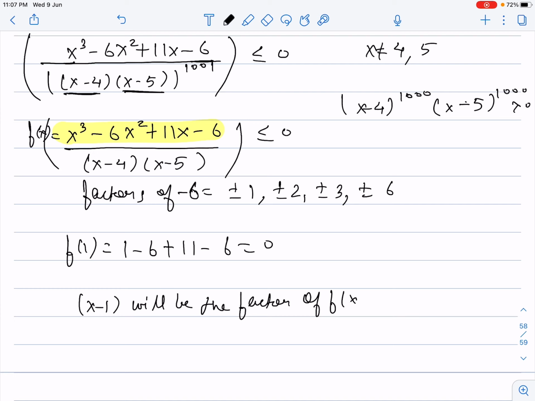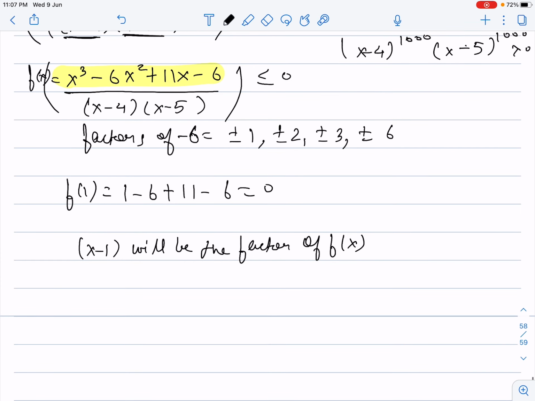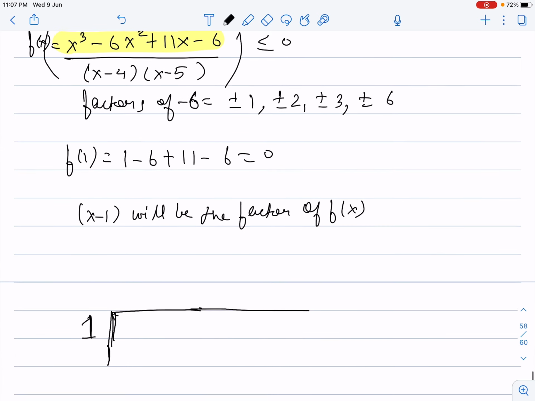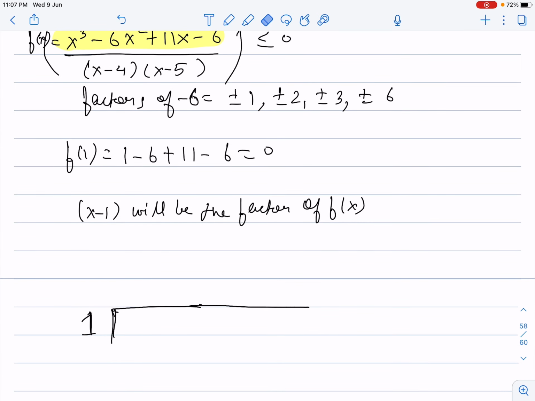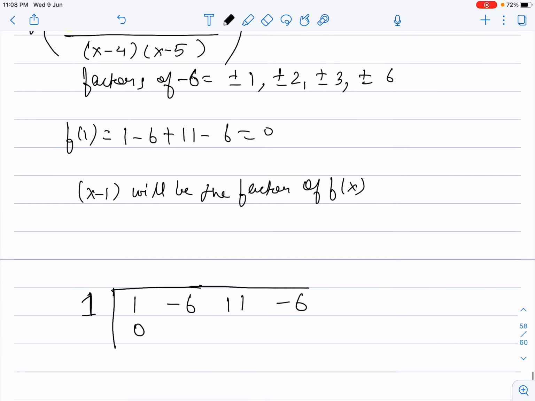Now let's apply synthetic division this time. Since x minus 1 is the factor, 1 can be written over here, and I will divide using this. What are the coefficients of the polynomial, my dear students? 1 is the first coefficient, then minus 6 is the next coefficient, then 11 is the next coefficient, and minus 6 is the last coefficient. So the very first time we have to write 0 over here.